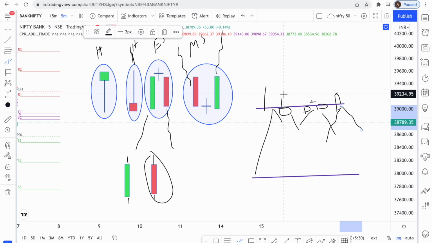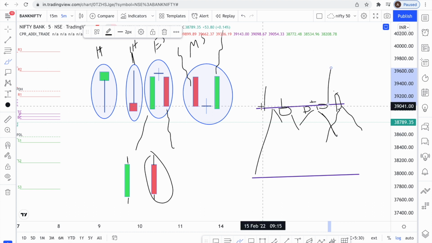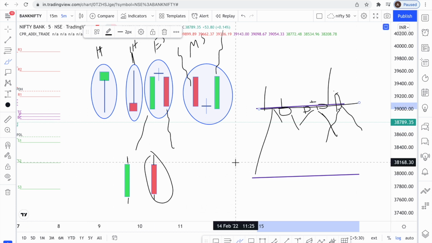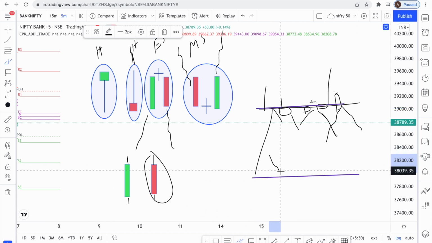It's not necessary that if an evening star comes, the market has to reverse, right? It can still go higher. So we'll be using this resistance line itself as the stop loss in case we go short. And the same thing on the downside: if the market keeps falling, we have come to a good support.